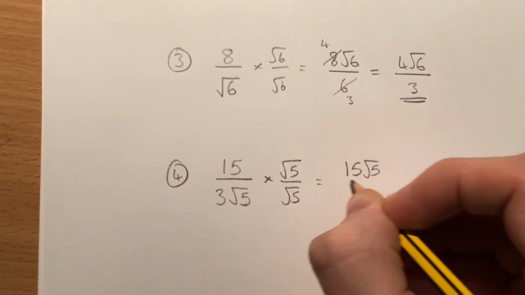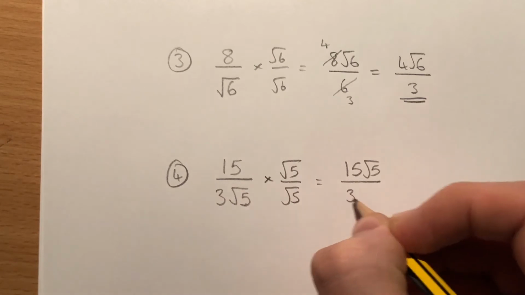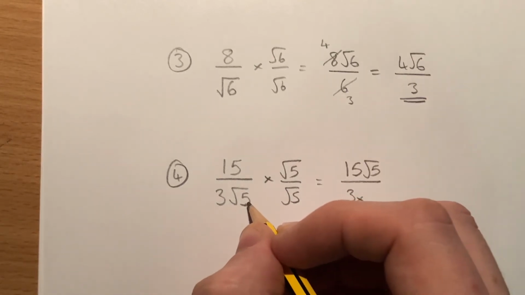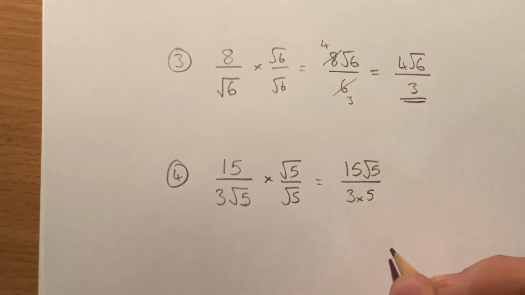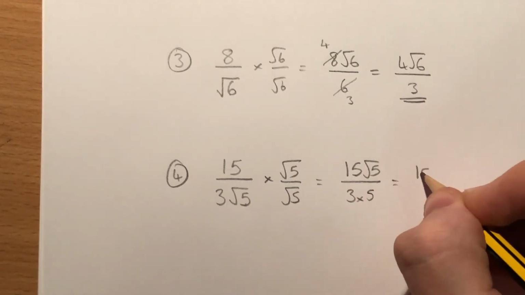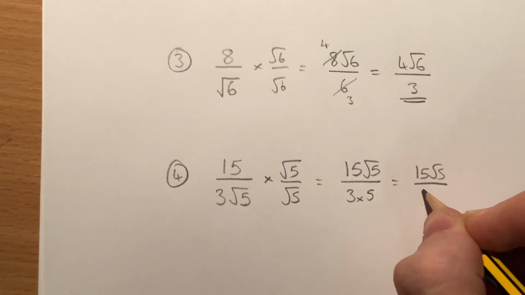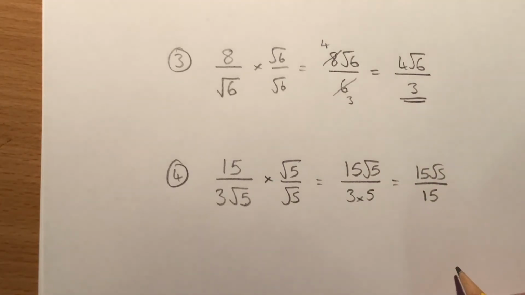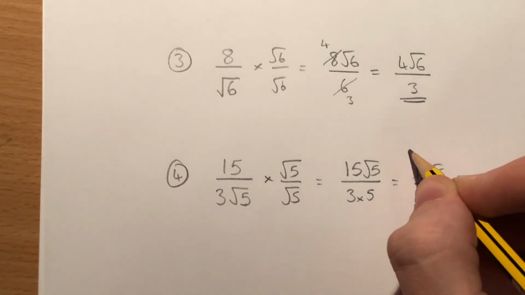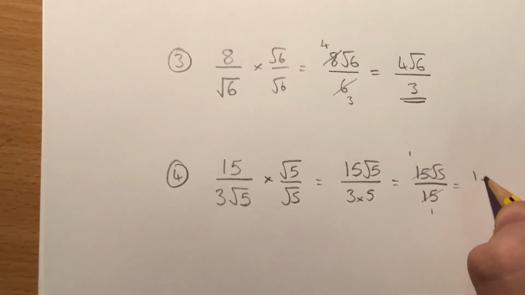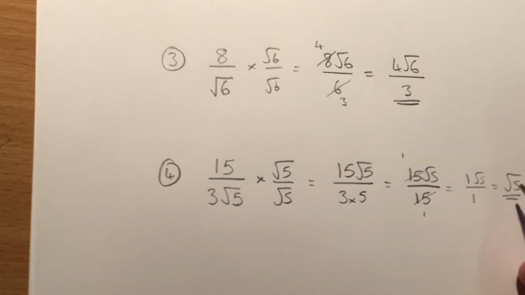15 root 5 upon 3 times, well, 5, so root 5 times root 5 is 5. So this is 15 root 5 upon 15. And again, we can divide both top and bottom by the 15. 1 and 1. I've got 1 root 5 upon 1, or if you want, just root 5. Okay?